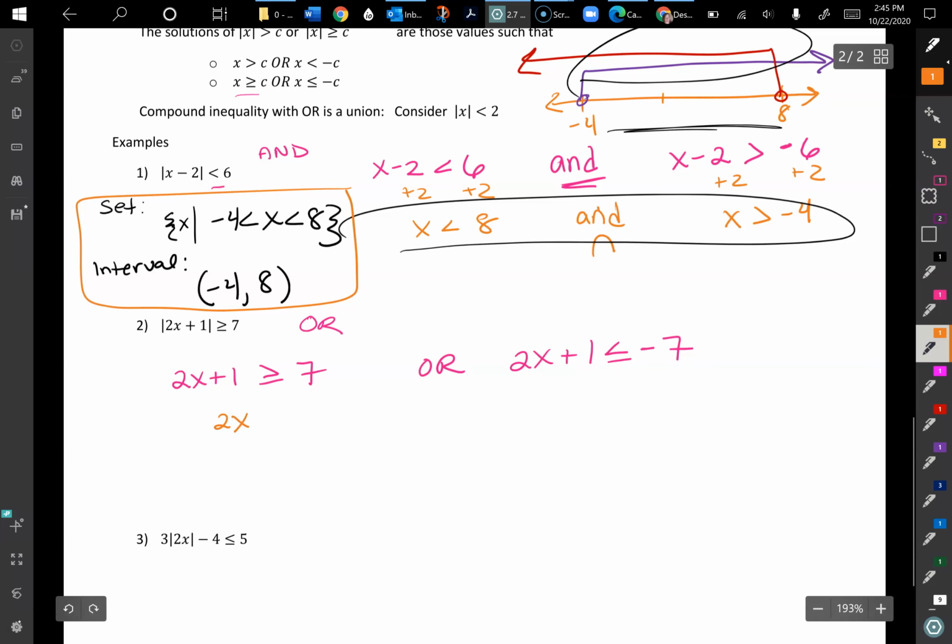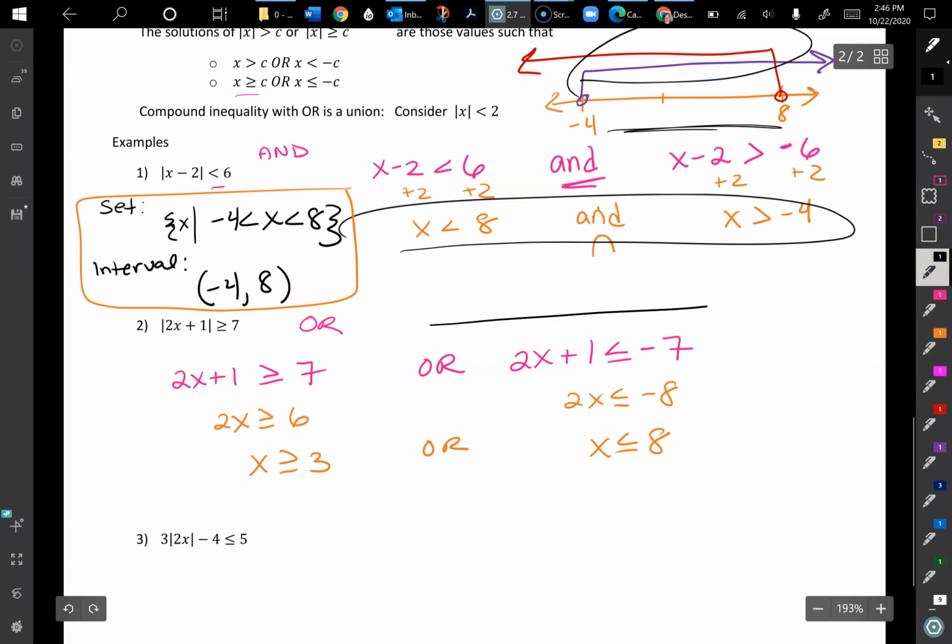So here I'm going to have 2x greater than or equal to 6, so x is greater than or equal to 3, or 2x less than or equal to negative 8, so x is less than or equal to 8. If you're thinking of the graph for this one, we would have opposite directions. Say I have the 3 here and the 8 is up here. This one tells me x has to be bigger than 3.